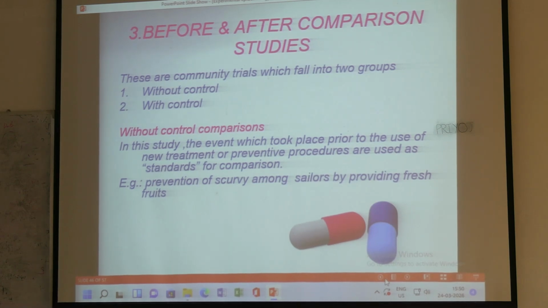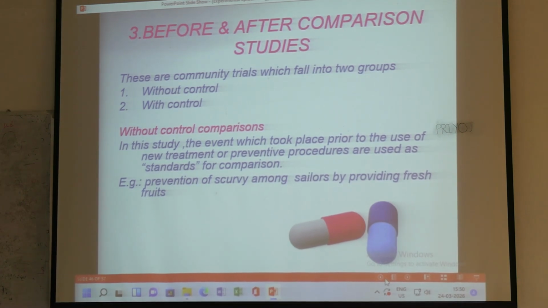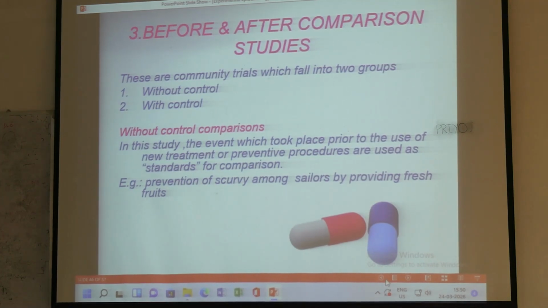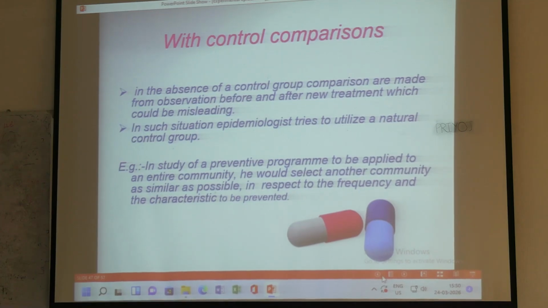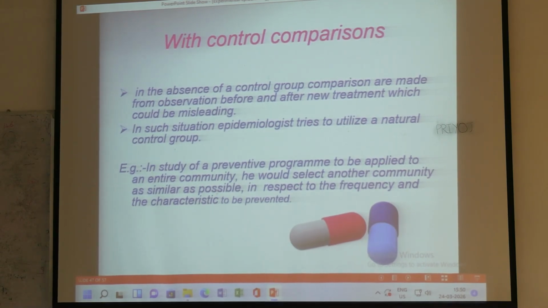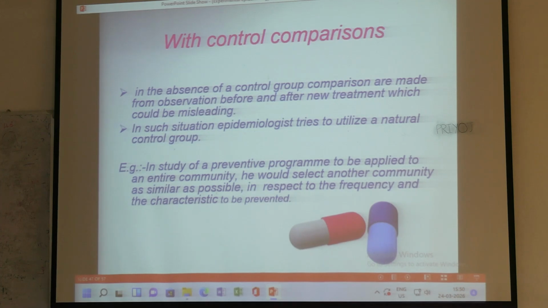Without control is the famous experiment on scurvy by giving fresh fruits. James Lind, who was a naval surgeon, prevented the sailors from getting scurvy. With control is before and after treatment, and it could be misleading. So here we look at a study of a preventive program to be applied to an entire community. He would select another community as similar as possible in the frequency and the characteristic to be prevented.